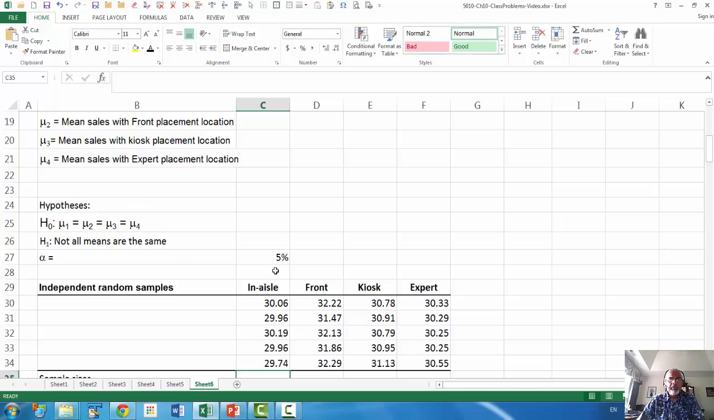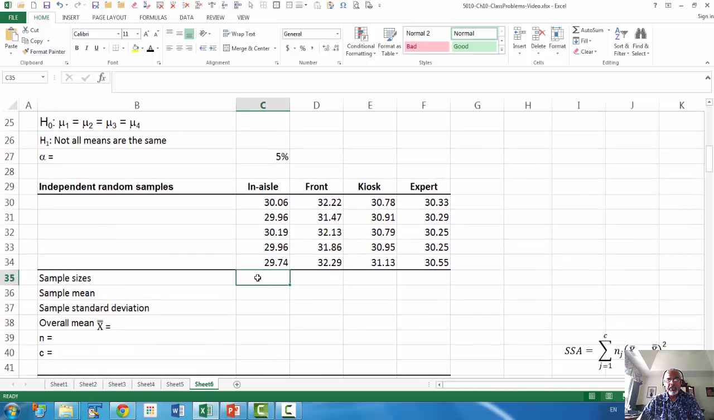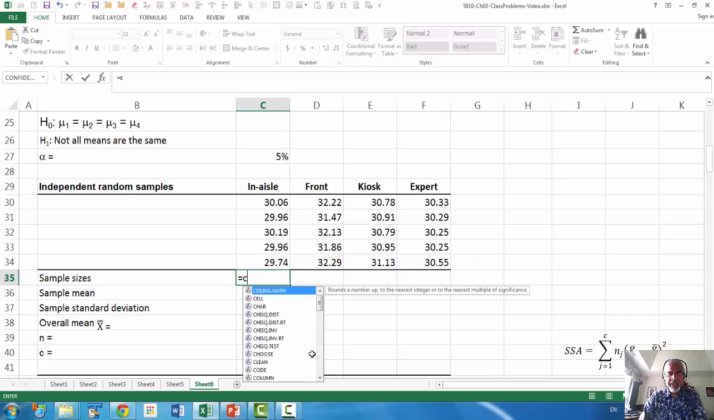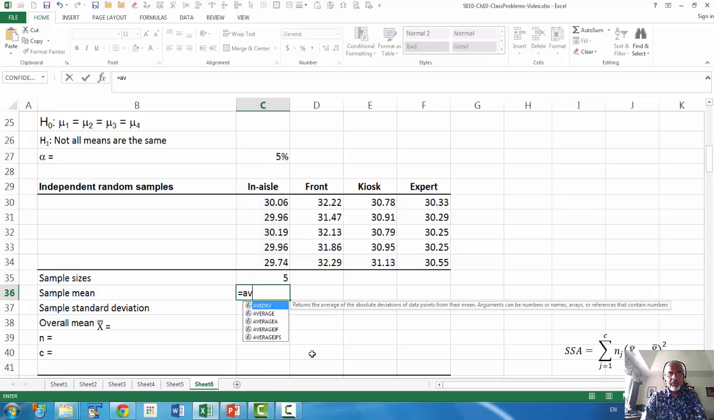So now we're going to make the computations to test whether the mean sales for the 4 different locations are all the same or not using the ANOVA approach, analysis of variance. So we need to first gather some sample statistics from the sample observations given. We need the sample sizes, which will be count. Okay. Sample mean will be the average.